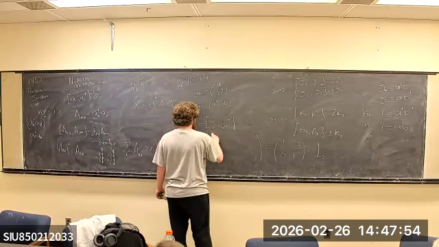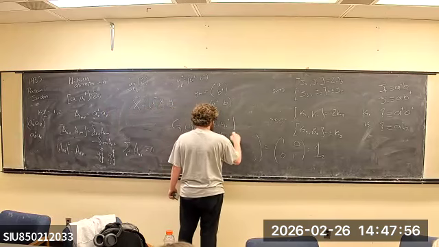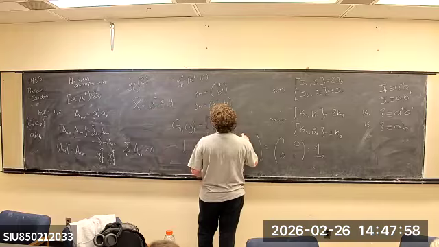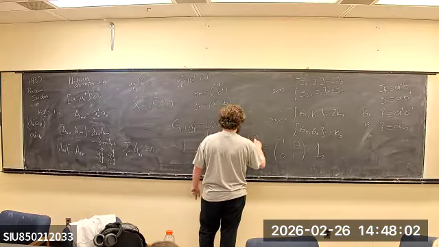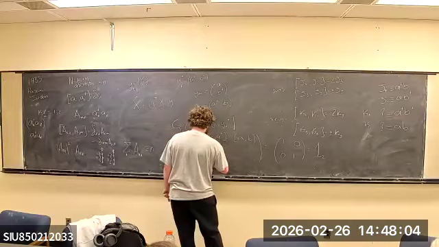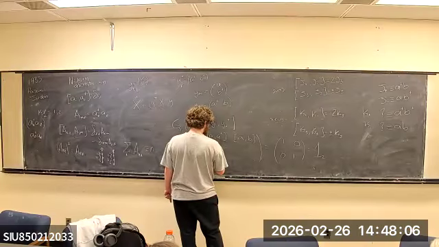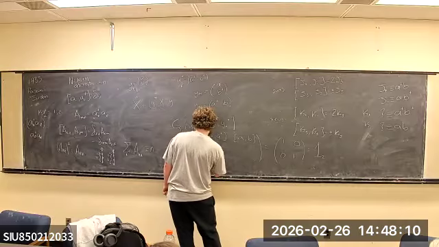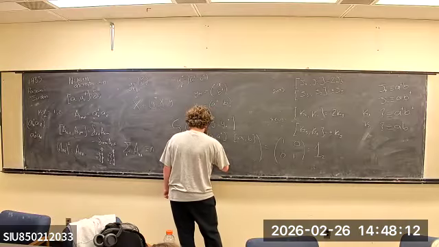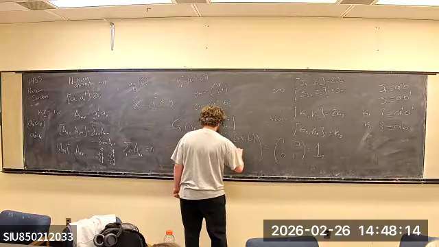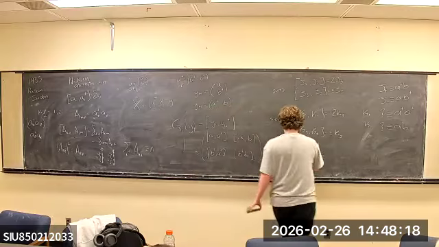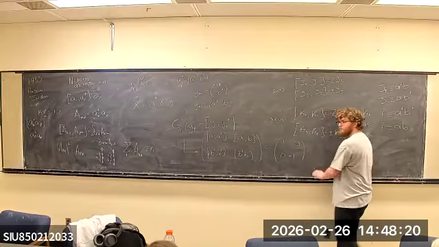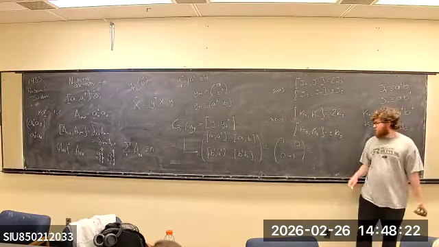This is A dagger. This is A with B. This is B dagger with A dagger, and this is B dagger with B. And so instead, I now get a hyperbolic metric.